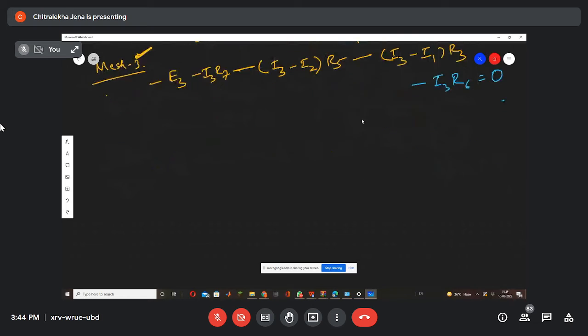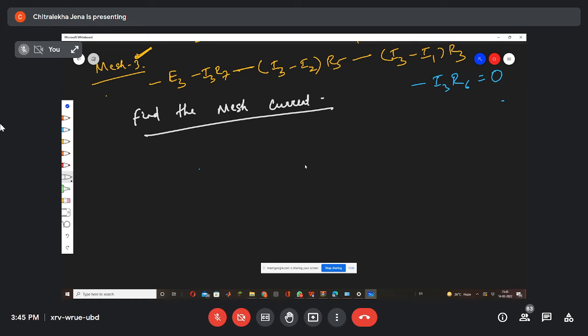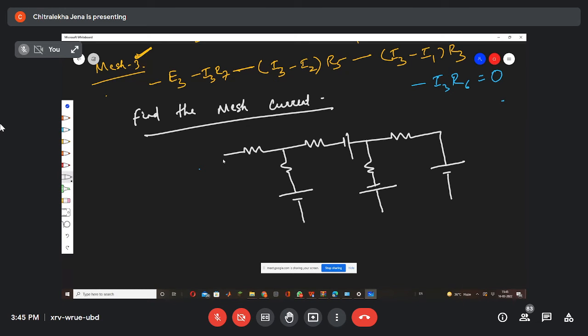Now I will give you values and you will solve the equation. Find out the calculator, keep it nearby. Find the mesh current. This one is 5 ohm, 4 ohm. This one is 5 ohm, 8 ohm. 5 volt, 8 ohm, 5 volt.